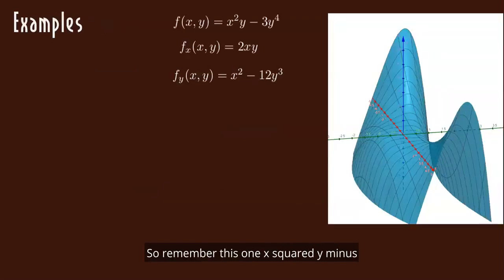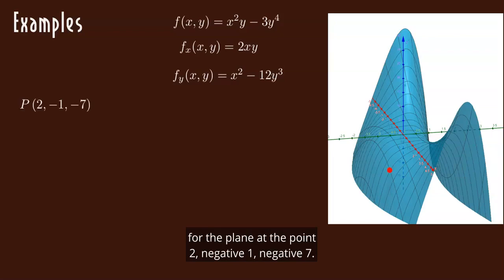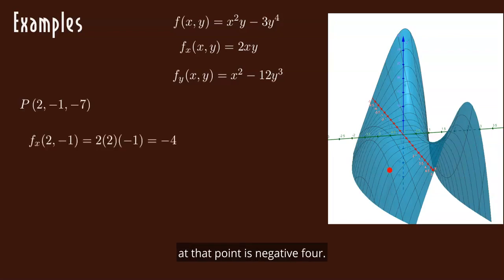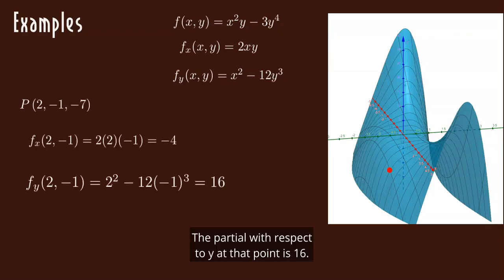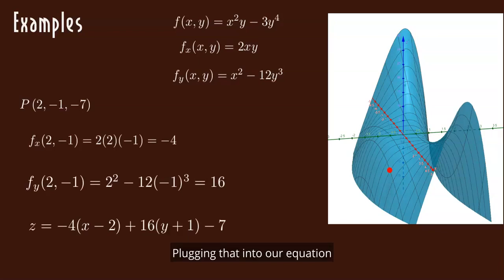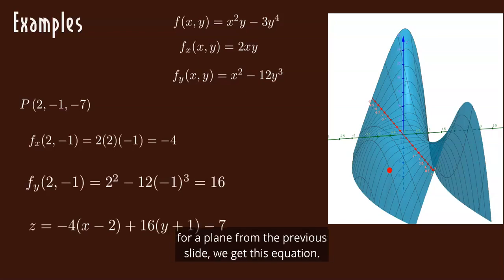So remember this one? x squared y minus 3y to the fourth. We already came up with the two partials. Here's a nice picture of that function. Let's say I want to find the equation for the plane at the point 2, -1, -7. The partial with respect to x at that point is -4. The partial with respect to y at that point is 16. Plugging that into our equation for a plane from the previous slide, we get this equation. So this is the equation for the tangent plane. At this point over here, there's a red dot showing you where that is.